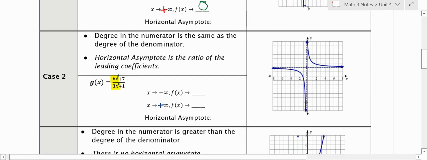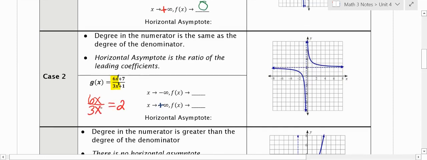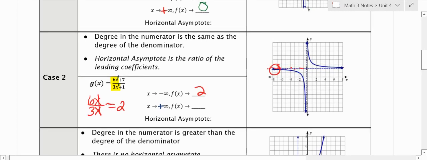So we're going to find that we have a 6x over 3x. So if I was to go ahead and simplify, it actually simplifies to be roughly a 2, right? Because I'm going to ignore the 7 and the 1. And so you can see when I look at my left tail, it actually does approach 2. Gets really close to this 2 line.